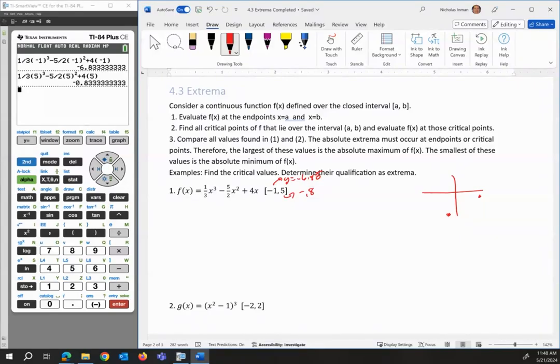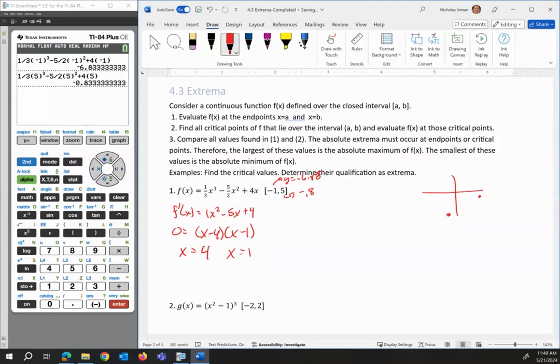Step 2, find any critical points that lie in that interval. To find critical points, you take your derivative. So 3 times 1/3 would just be 1, and 2 times -5/2 would be -5x, plus 4. We set that derivative equal to 0. Well, that is a quadratic. Does this quadratic factor? Front number is 1, that's good. So I just look at the back number. What multiplies together to get +4 and adds to get -5? That's -4 and -1. So our two solutions here would be x equals 4 and x equals 1.